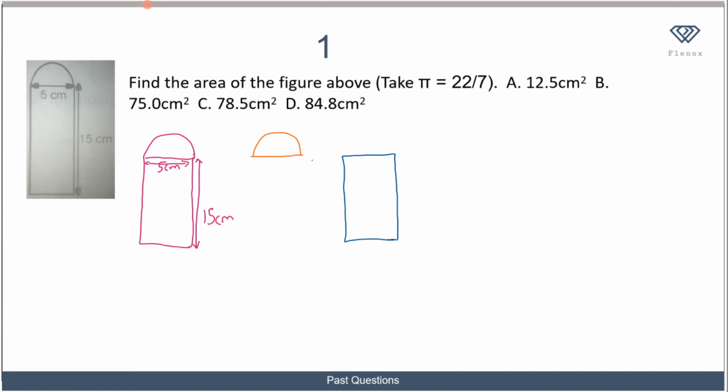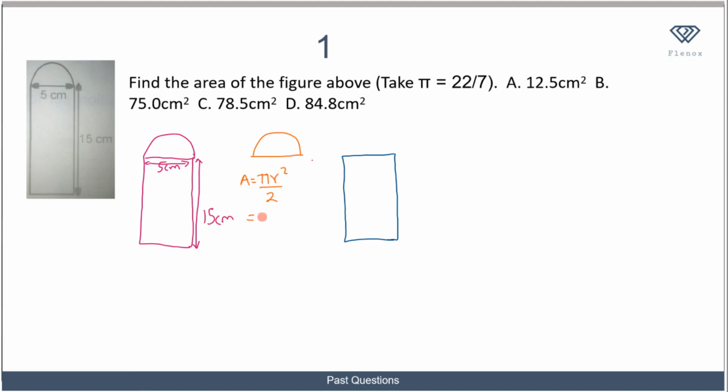So for this semicircle, I know that the formula for finding the area of a circle is pi r squared. And since a semicircle is half of a circle, I would need to divide my answer by 2. So the area of a semicircle is pi r squared divided by 2.